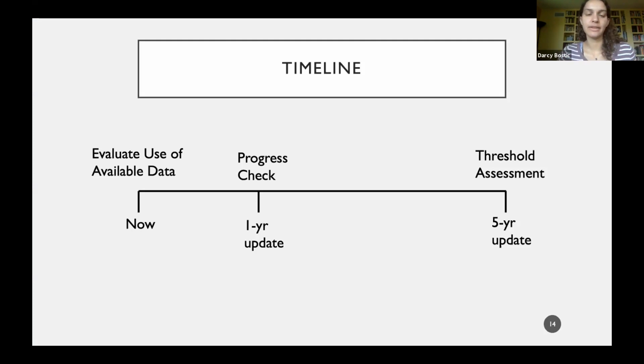So this is all to say, is the GSP using all available information that they have, and are they using the most current information? What does that look like? The second is a progress check. So if there is insufficient information, even though they're employing best practices and best available data, do they have plans to install more monitoring wells? Have they done this at the 1-year update? And do they plan to do more in the future?